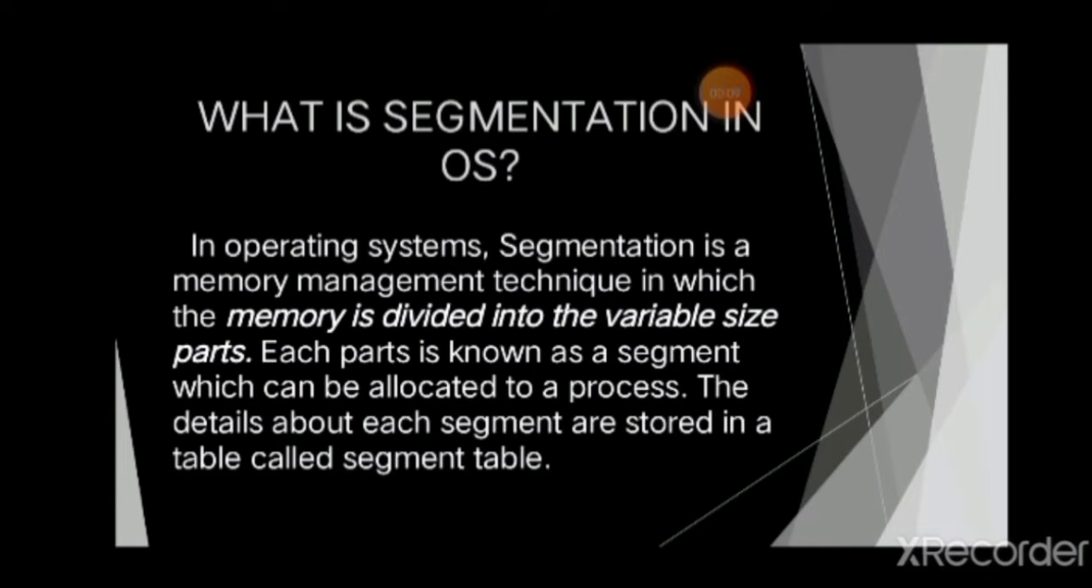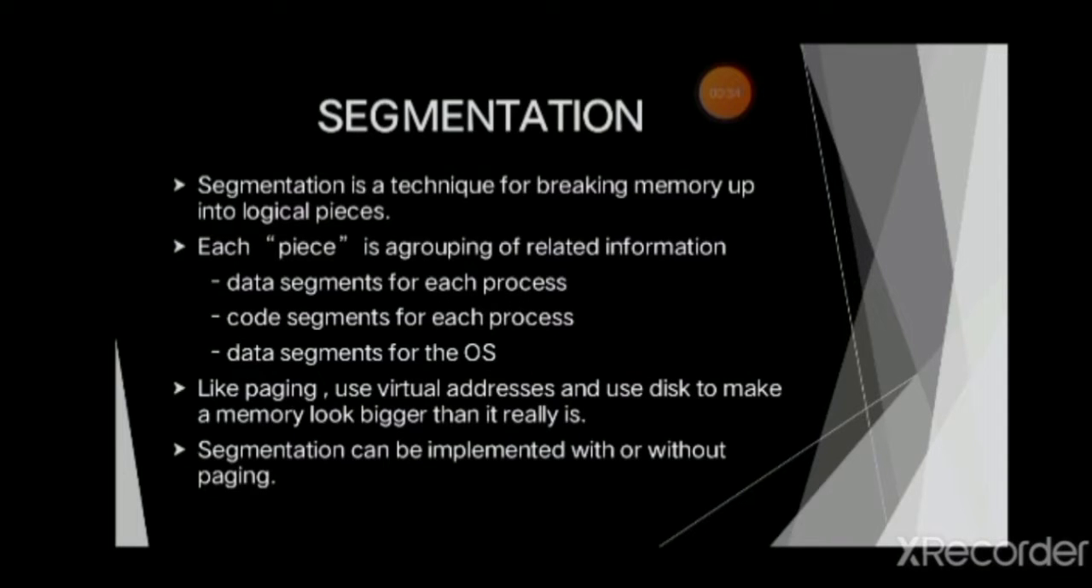Segmentation. What is segmentation in operating systems? In operating systems, segmentation is a memory management technique in which the memory is divided into variable size parts. Each part is known as a segment, which can be allocated to a process. The details about each segment are stored in a table called segment table. Segmentation is a technique for breaking memory up into logical pieces.